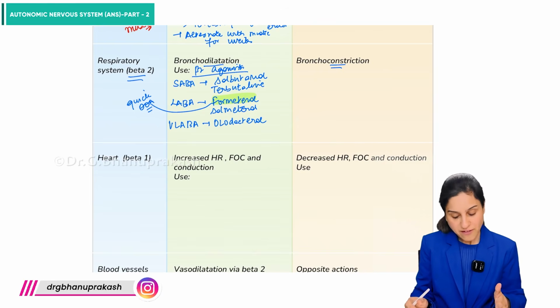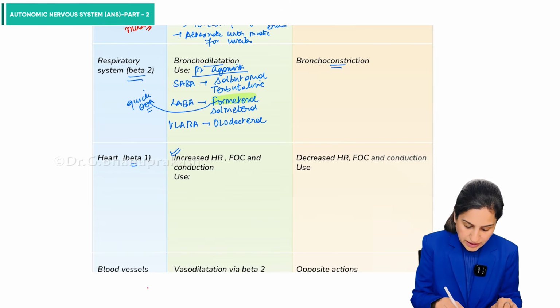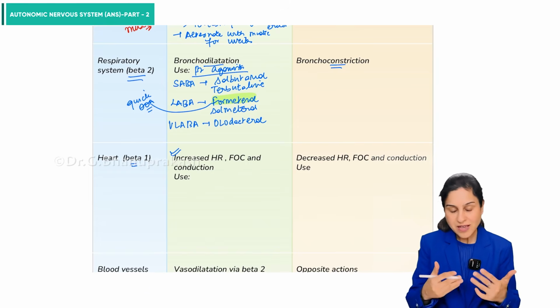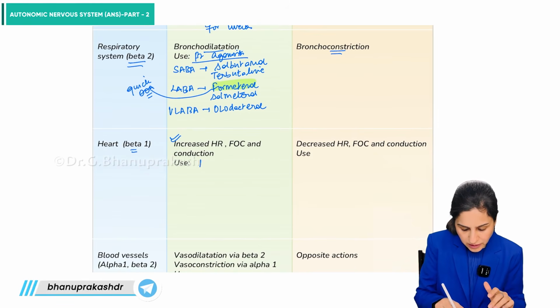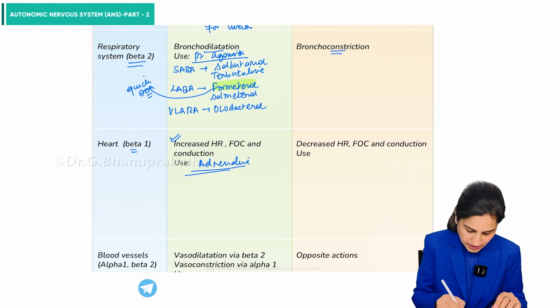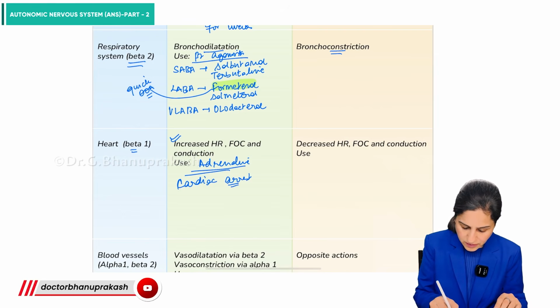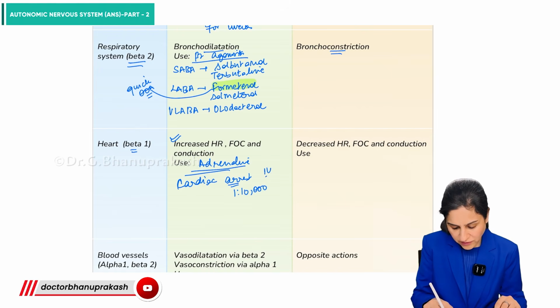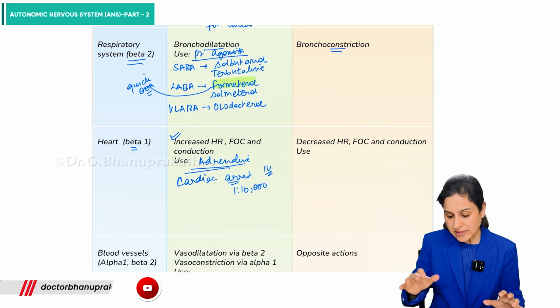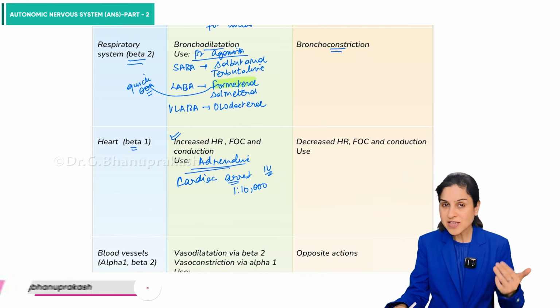Then on the heart, we have beta 1 receptors. When beta 1 receptors are stimulated, they will lead to an increase in the heart rate, in the force of contraction, as well as the conduction. So here we have a drug which is called adrenaline. Adrenaline is a drug which we use for this purpose in case of cardiac arrest, and this can be given in 1:10,000 concentration IV. Decrease in the heart rate, force of contraction, as well as the conduction would be the opposite effect when we block them.